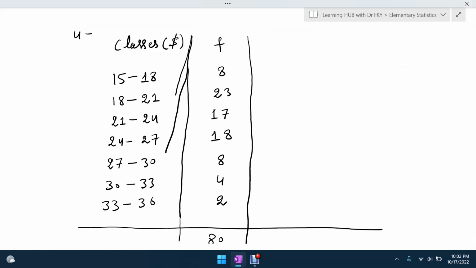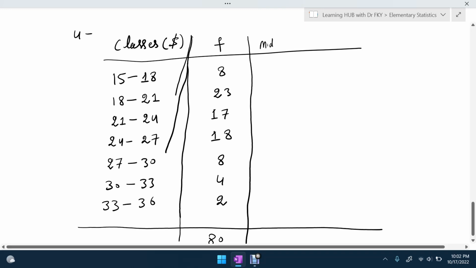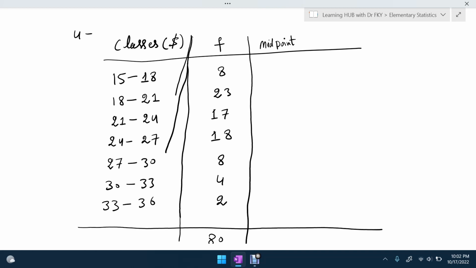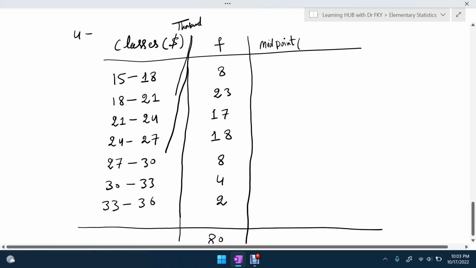So let's do this in this way. Now I calculate the midpoint. This should be in $1,000. Okay, now I need to calculate the midpoint of each class, which I denote by M_i, or you can say by X_i, whatever you prefer.